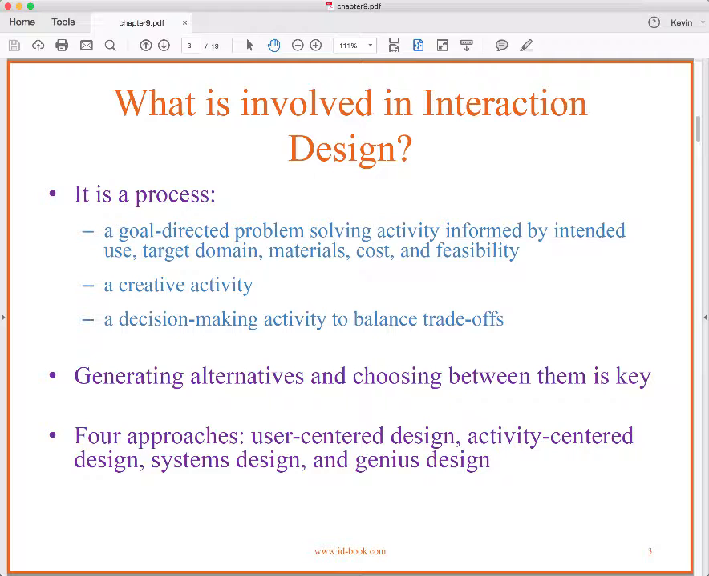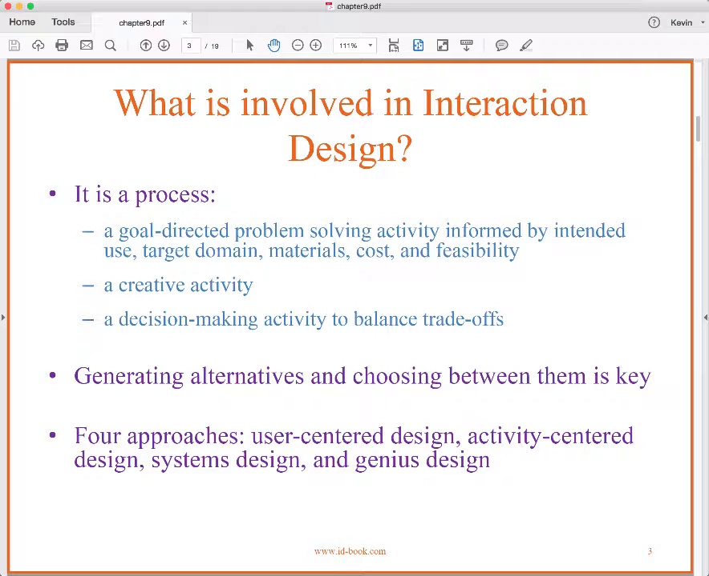And there's going to be decision making integrated with the creativity, which we're going to have to use in order to balance some of the trade-offs. The generating alternatives activity is going to be key. So we're going to need to generate them and choose among them, actually.